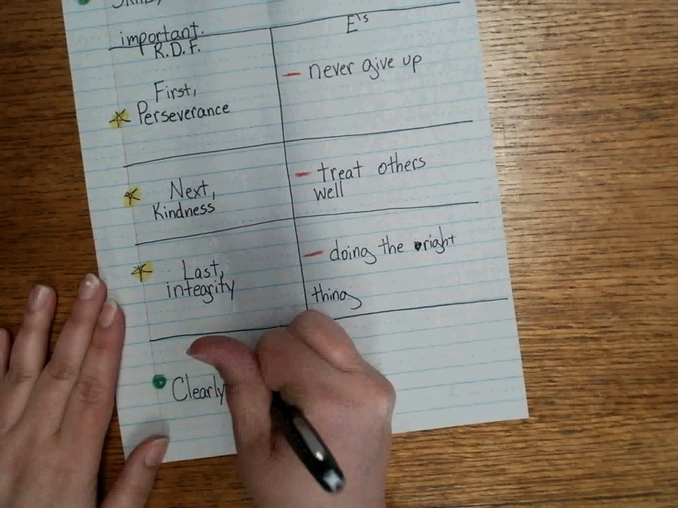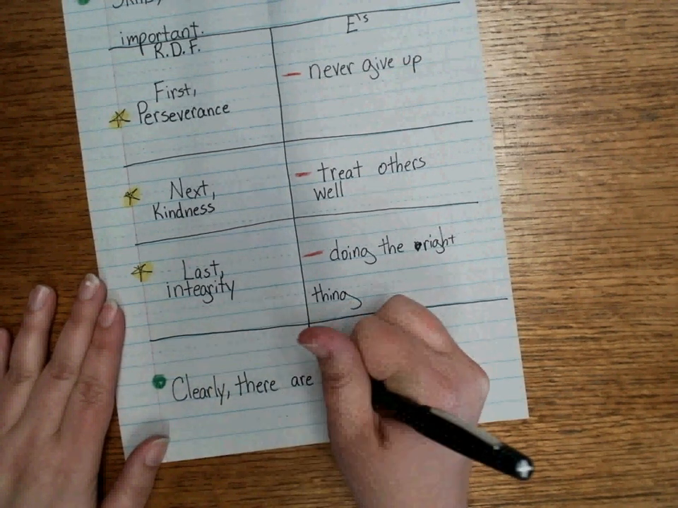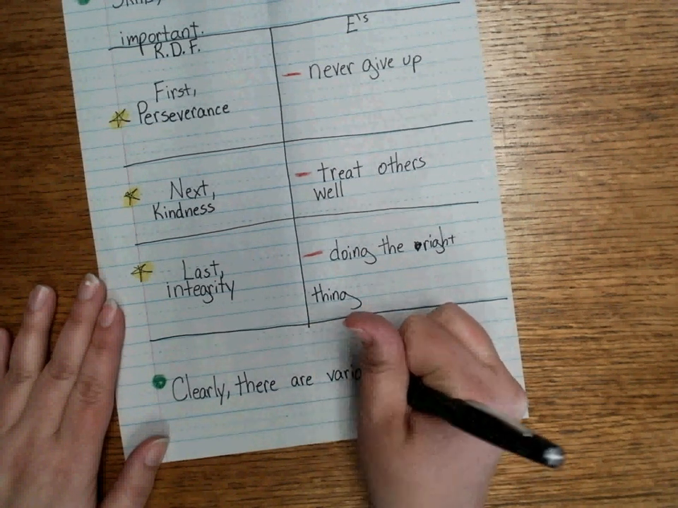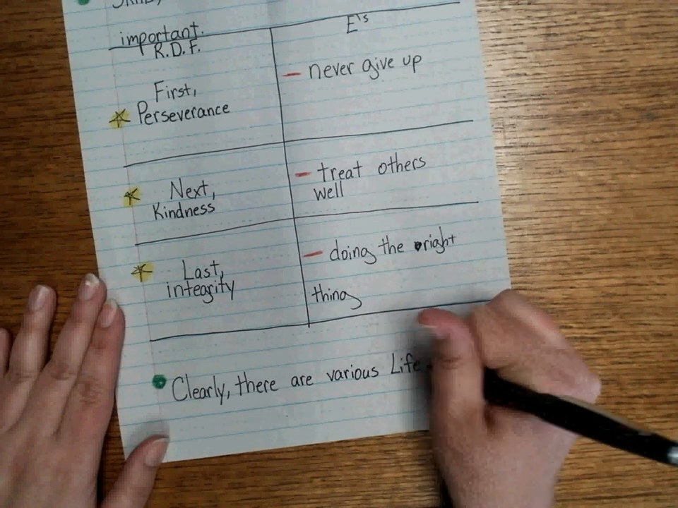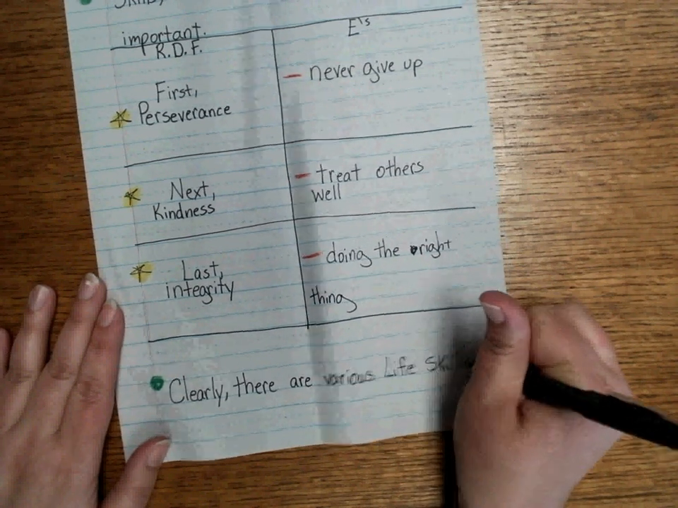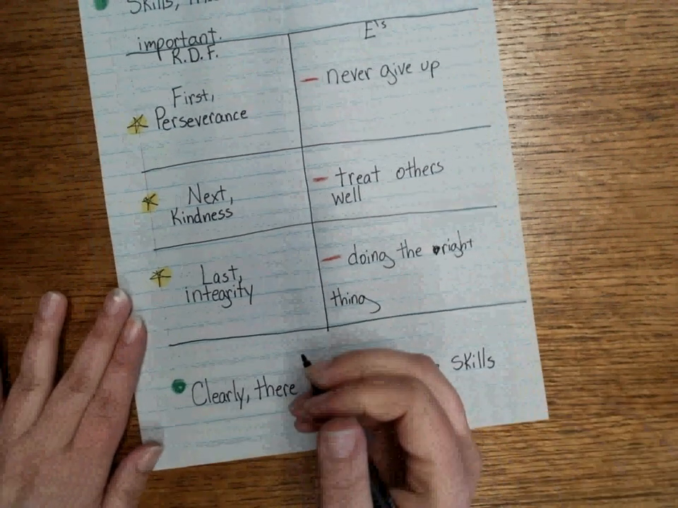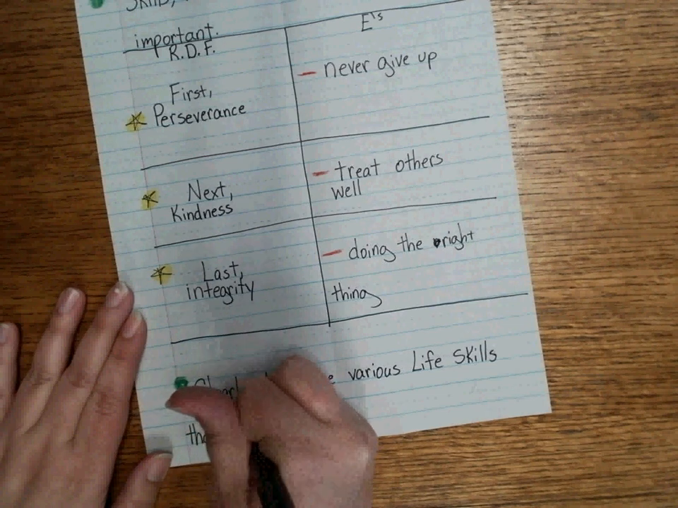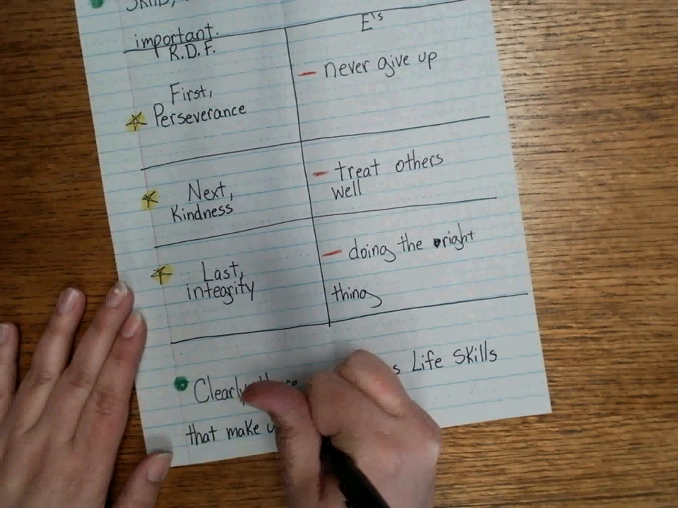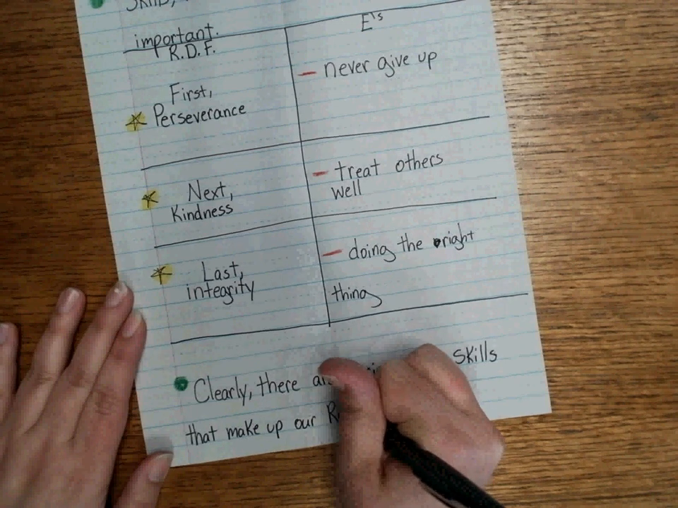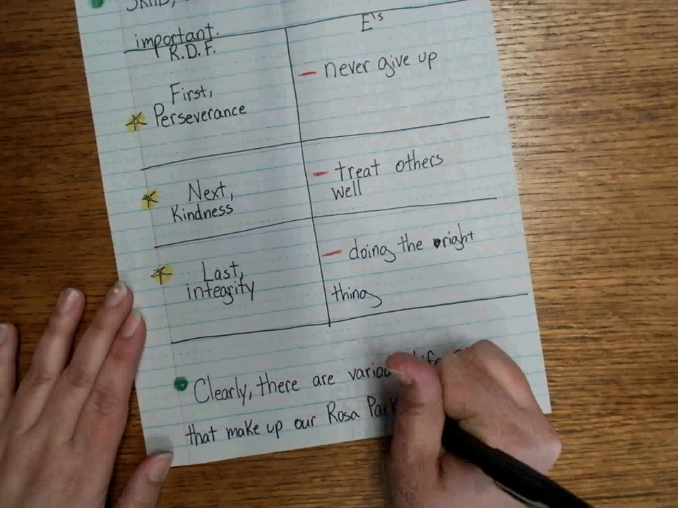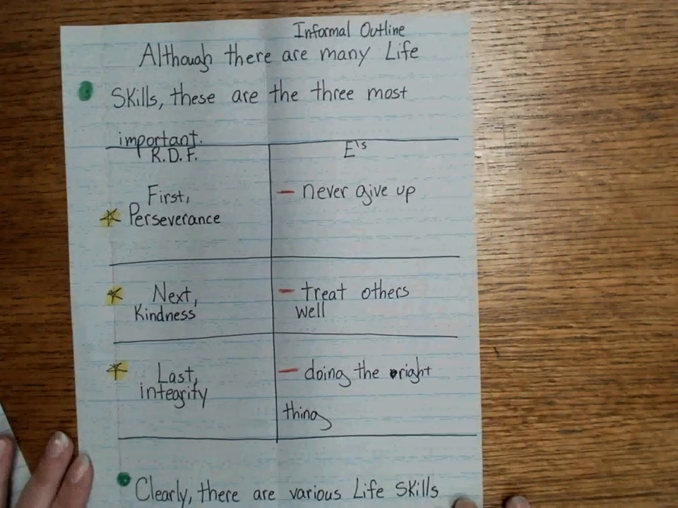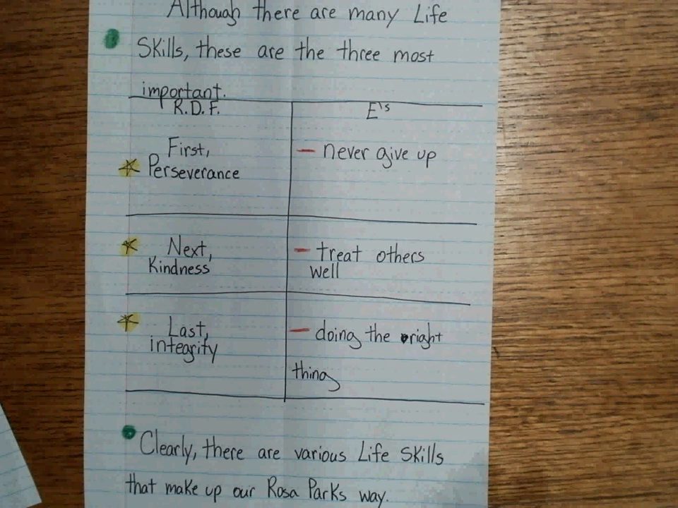Clearly, comma, there are various life skills that make up our Rosa Parks way. Okay. And there is your informal outline.